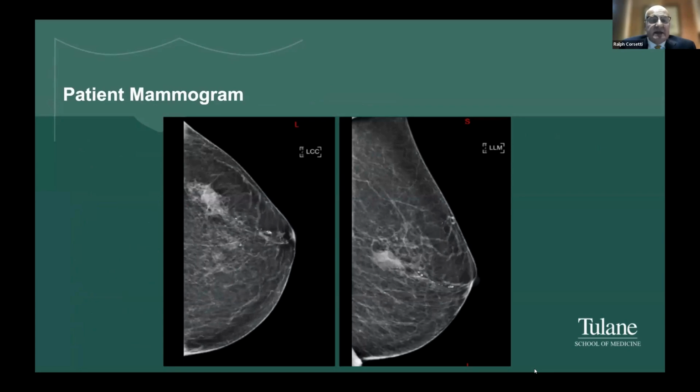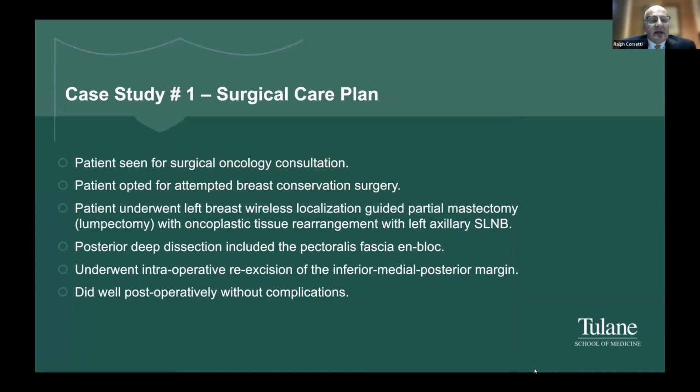You can see the associated mass in the upper outer quadrant on imaging. And the patient was seen by us for consultation. She opted for a breast conserving surgery attempt. We use wireless technology, so we use a Scout radar reflector.